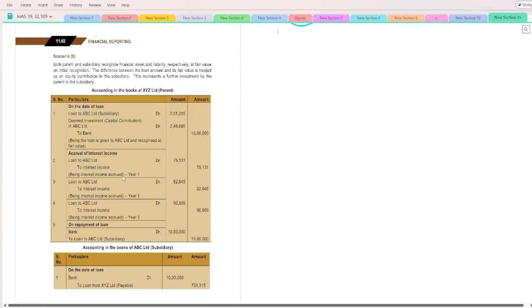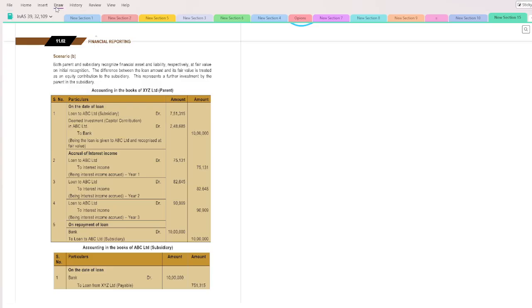So loan to interest income, so 751. Then again for the second year it is this amount. So this will be 751315 plus this, and on this you will be calculating the interest again. Now for the third year, this plus this, and on that you will be calculating the interest. Yeah, so this will be a gross carrying amount. So I'm writing here for your simplicity.